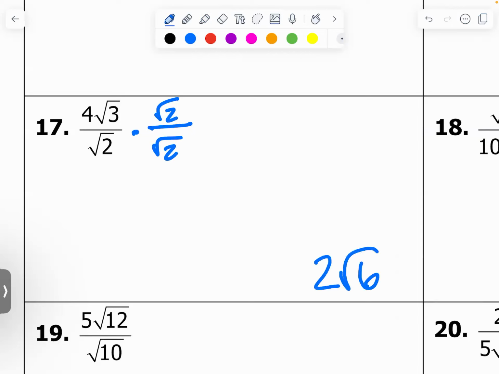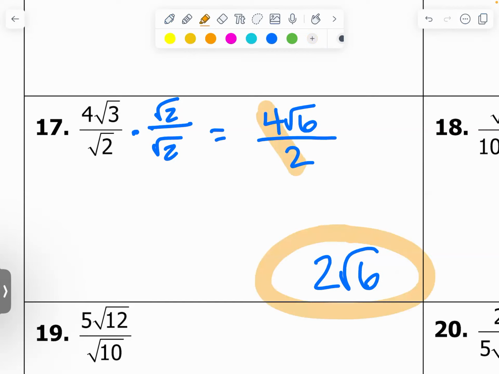Okay, don't erase everything. I have some people who didn't simplify. So your first step needed to be to multiply numerator and denominator by radical 2. When you do that, you get 4 radical 6 over 2. What's 4 divided by 2? 4 divided by 2 is 2. So we got to simplify to that. Okay. So if you got to here, good job. That's the hardest part.